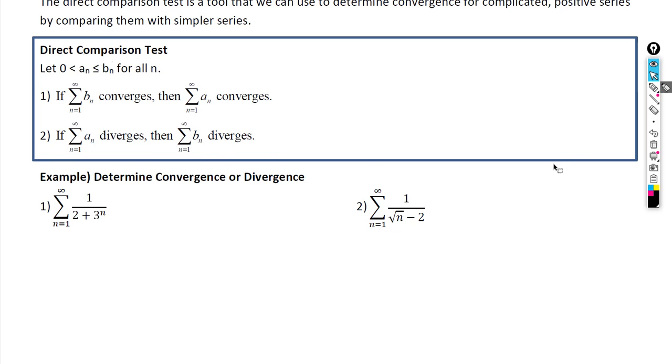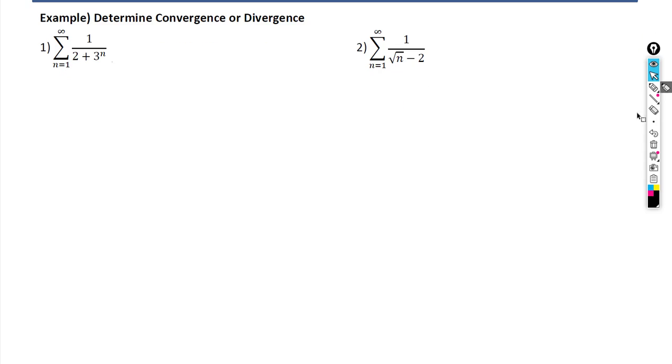Let's get into some examples. I want to determine if these series converge or diverge. So what I want to do is take the series and compare it to some simpler expression. Well, which expression can I actually compare this fraction to?